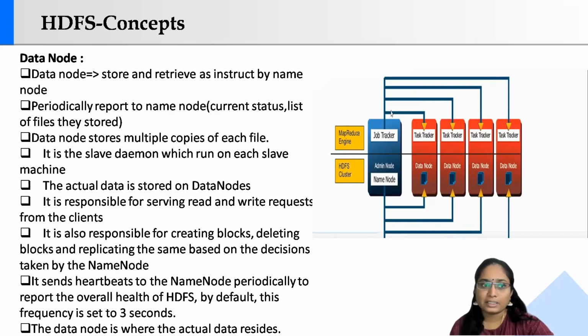And one more special thing: the data node stores multiple copies of each file. Not only that, it periodically reports to the name node the list of files it has stored and the status of the current data node. It is also responsible for creating blocks, deleting blocks, and replicating them based on the decisions taken by the name node. As I said already, it sends heartbeats to the name node, periodically updating the report on the health of HDFS, and frequently it is set to 3 seconds. As I said, the actual data resides in the data node.